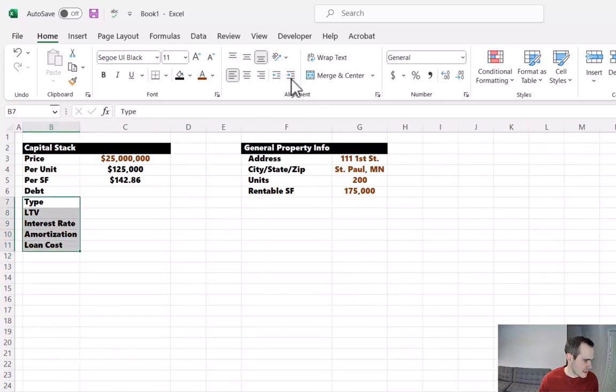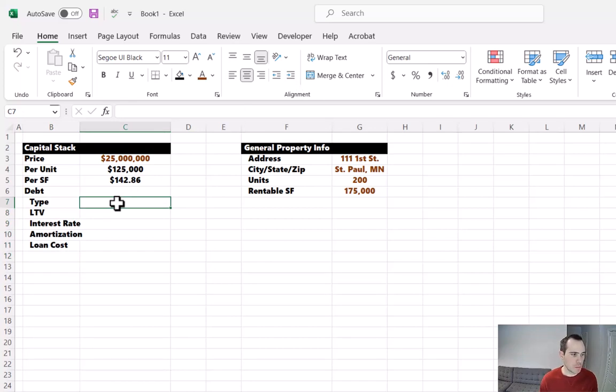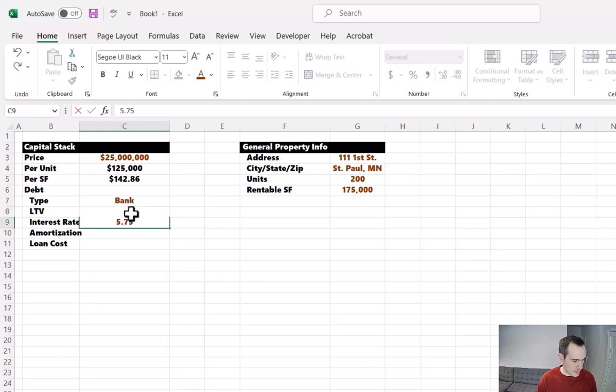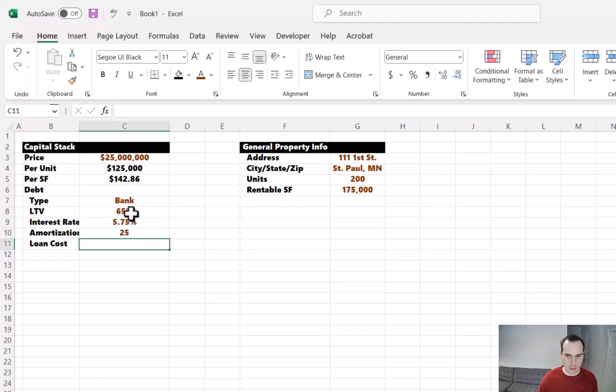I'm going to indent these labels so it's clear that it's falling under the debt section. In this particular example, we're saying we have a bank loan, but if you have agency, bridge debt, you could type in the loan type here. These will also all be brown text cells. The LTV is going to be 65%. The interest rate's 5.75%. Amortization was 25 years. And then the loan cost was 1%. I'm going to add some decimals there.